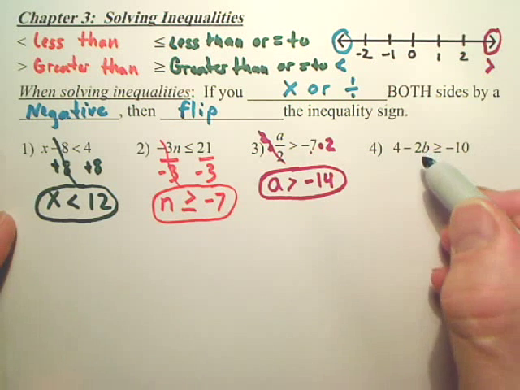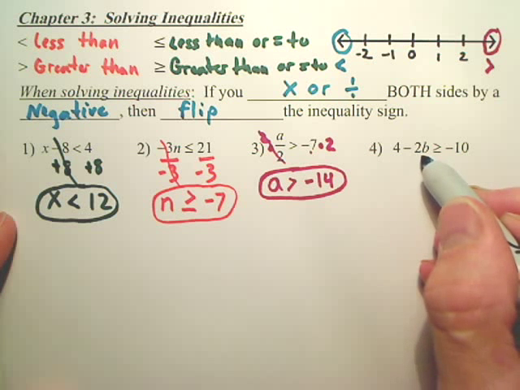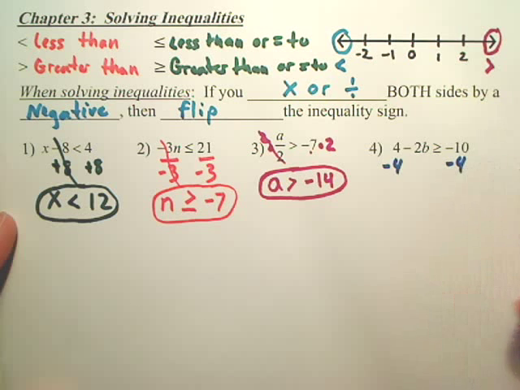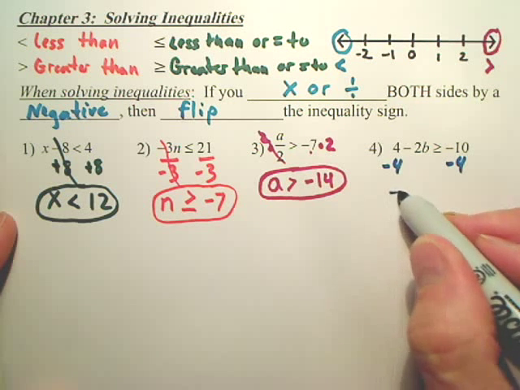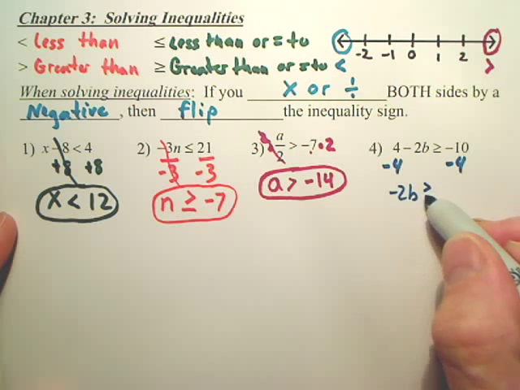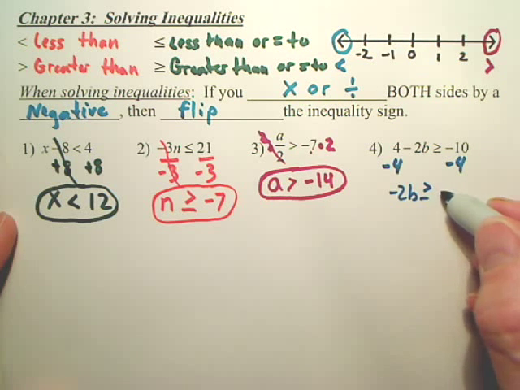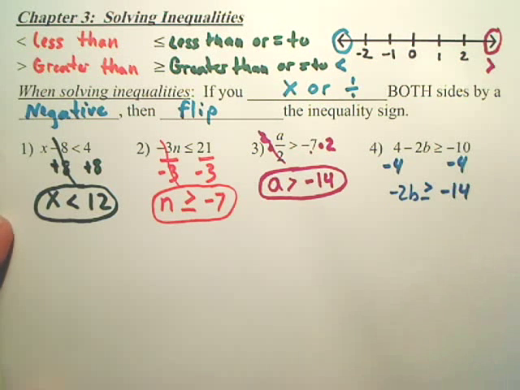Number 4. I want to get b by itself. So the first thing, to get the b by itself, you first need to move the 4 over. So minus the 4 over. I now have negative 2b is greater than or equal to negative 10 minus 4, which is negative 14.